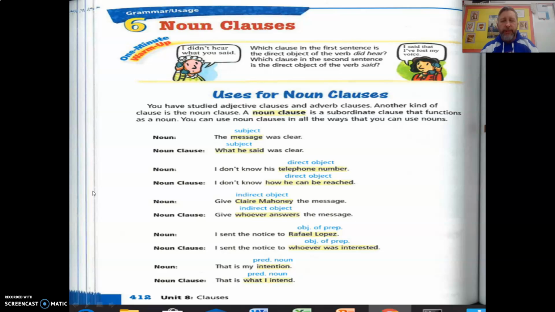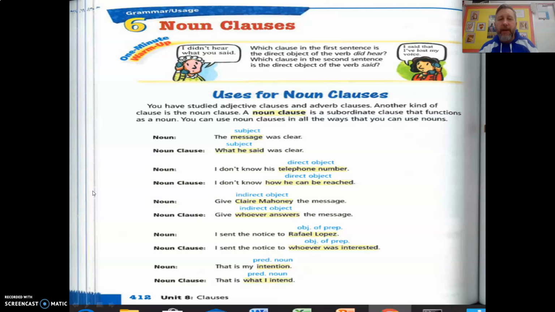So we've been going through a bunch of different clauses this chapter, this unit. Adjective clauses and adverb clauses are both examples of subordinate clauses. Clauses are groups of words that cannot stand alone and are begun by a subordinate conjunction. A noun clause is also a subordinate clause. These noun clauses also begin with a subordinating conjunction. We'll talk about some examples in a little bit.